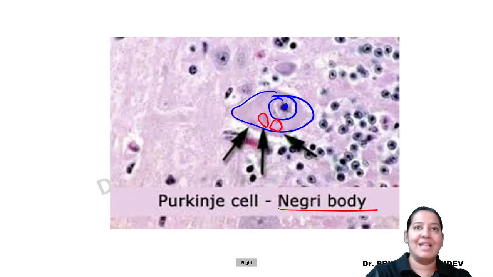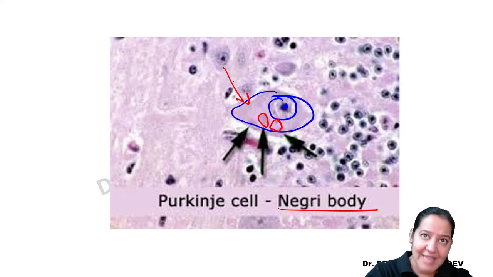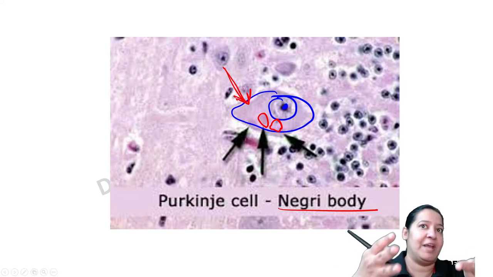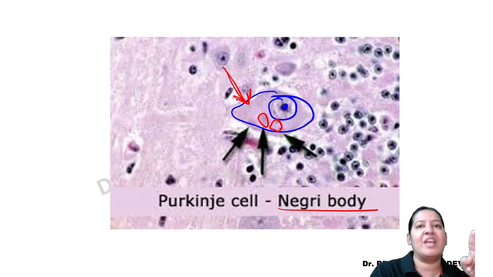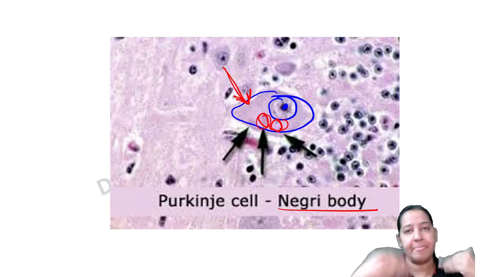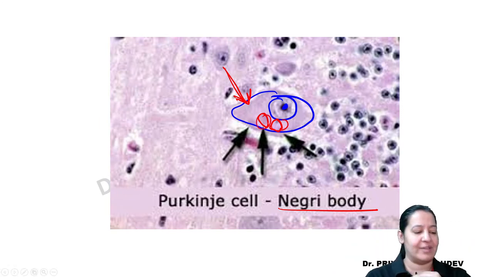So this cell is infected by rabies virus. The rabies virus entered inside the neuron and is doing the multiplication. We can't see the exact multiplication, but we can see it in the form of some small dot-like structures which are known as Negri bodies, which are the inclusion bodies.